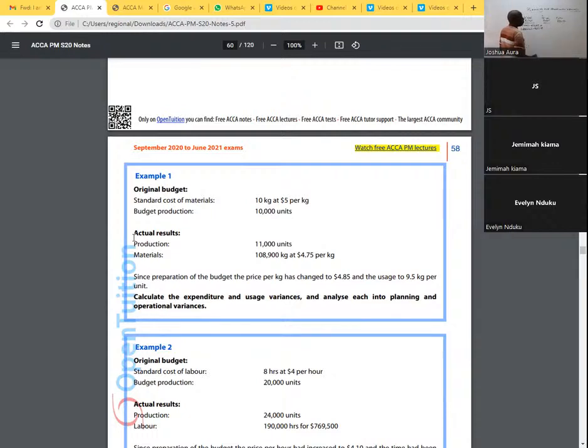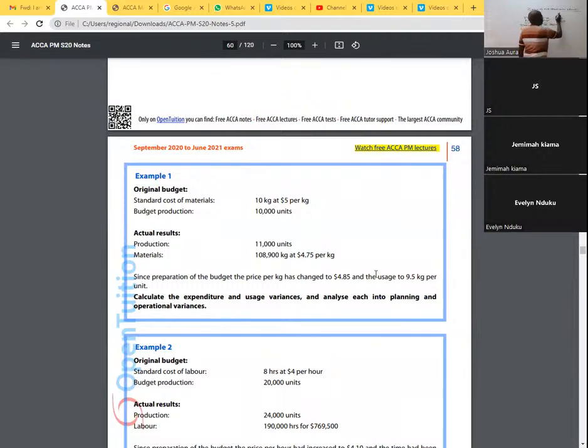And then look at the revised. Look at this sentence down here. Since preparing the budget, the price per kilogram has changed to 4.85 and usage is now at 9.5 per unit. So in terms of materials, we are told the usage is 9.5 kgs at 4.85. Right. And then we have actual results.